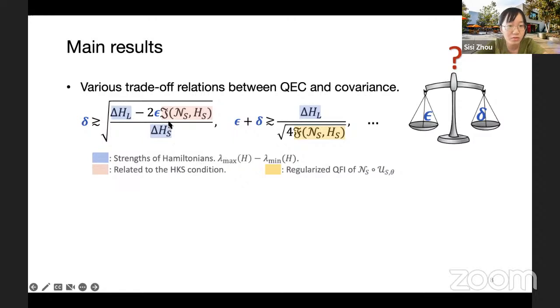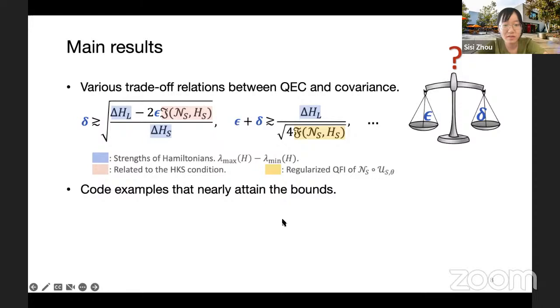I'm also going to explain the parameters appearing in this inequality a little bit. Delta H_L and delta H_S basically mean the strength of the Hamiltonians, the difference between the maximum and minimum eigenvalue of H. The J here is a complicated expression, but it is related to the saturation of the HKS condition. And F here is the quantum Fisher information of this quantum channel with respect to theta. We're also going to provide code examples that nearly attain the bound in some scenarios, providing evidence that our bound is tight.